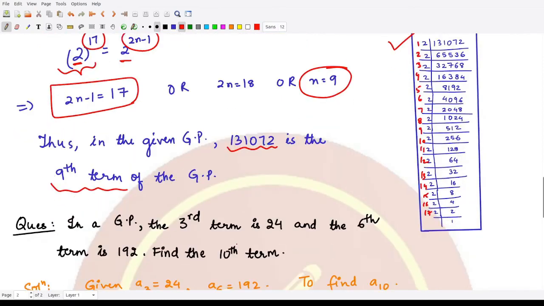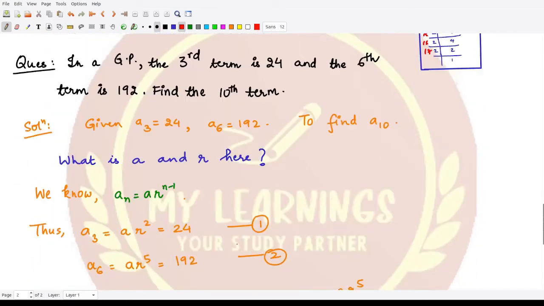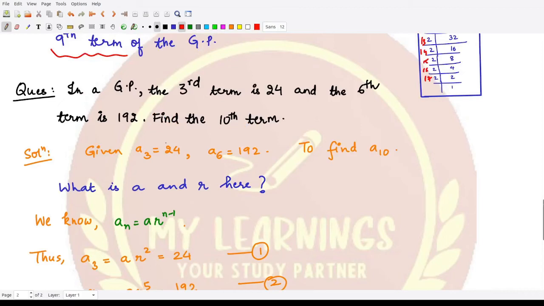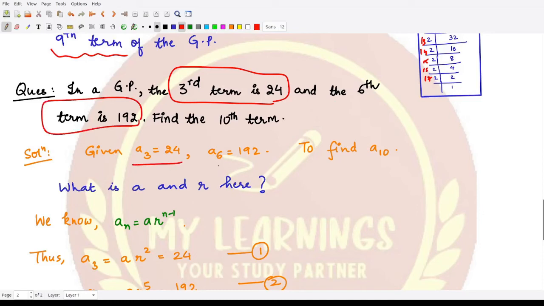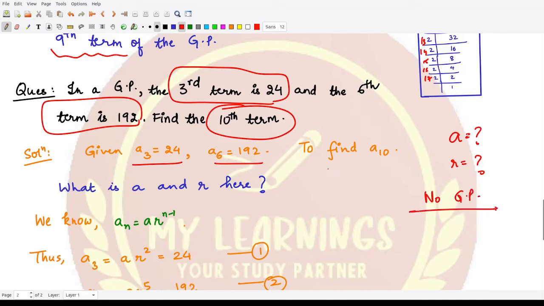Now let's move on to our third question. The third question here tells us that the third term of the given GP is given to be 24 and the sixth term is given to be 192. So we are given A3 as 24, A6 as 192. So they are asking what is the 10th term. So here no information about A, no information about R is given, and no GP is given to you. So that means using this information we need to determine first of all the value of A and R.